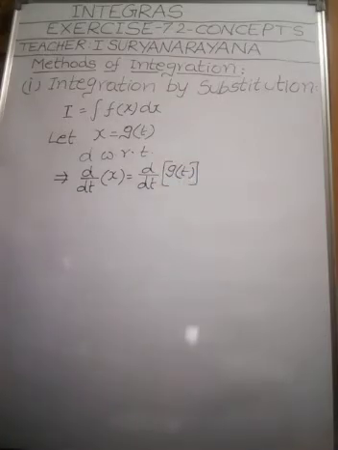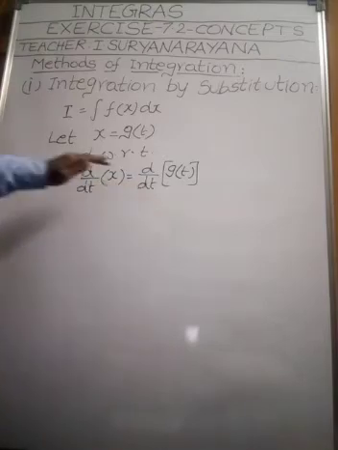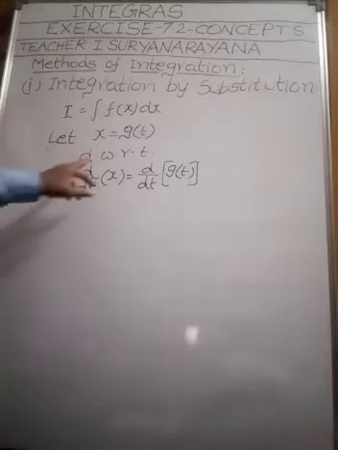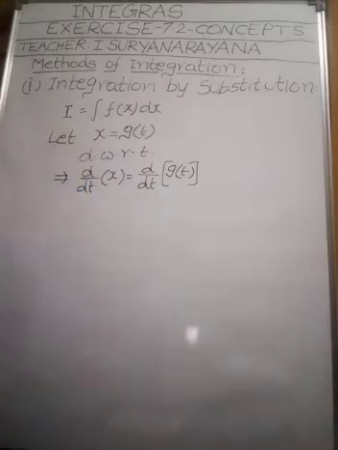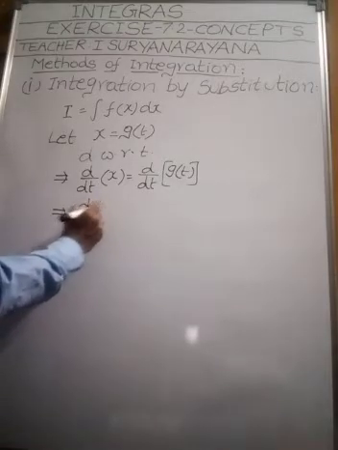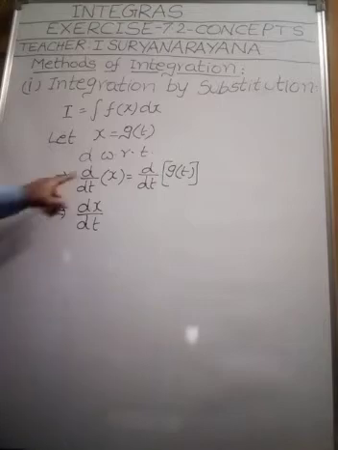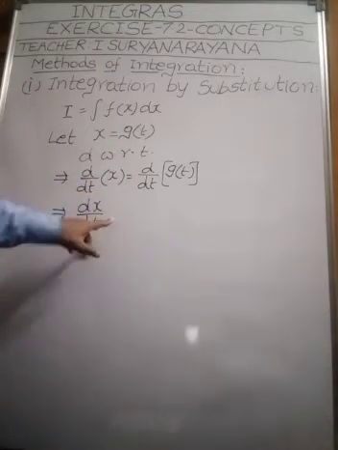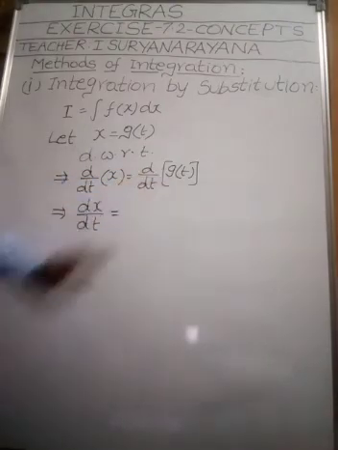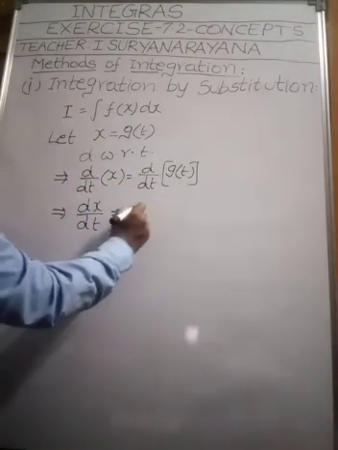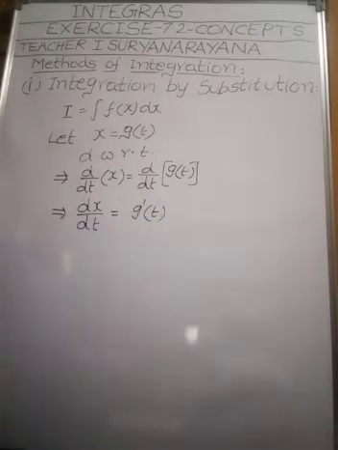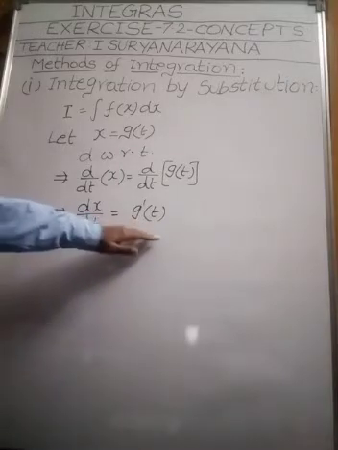Okay, my children, understood this step? We are taking the differentiation of the functions on both sides with respect to t. Then we wrote this step. Understood this step, my children? Right. This implies, what do we get in LHS? dx by dt is equal to d by dt of g of t. Yes, g dash of t. Understood this step, my children?